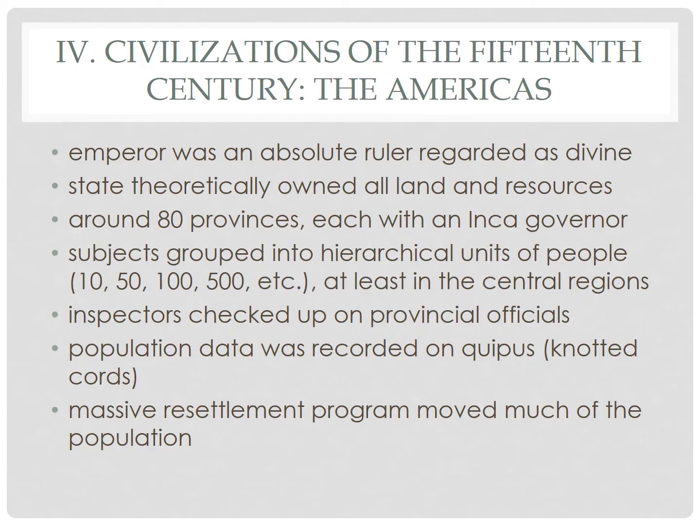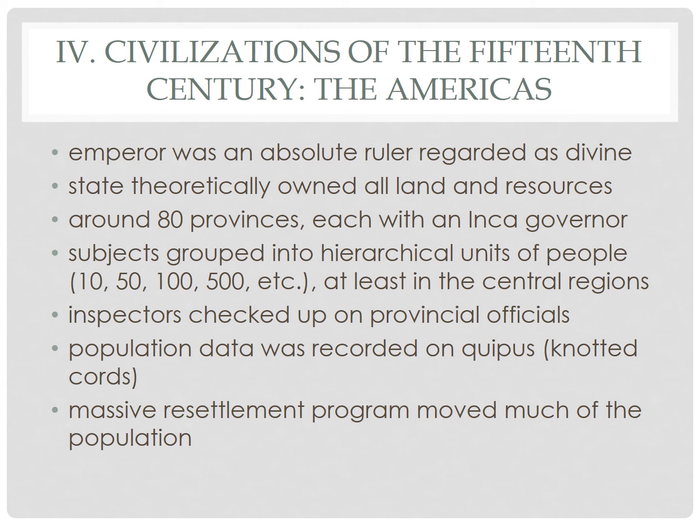Their emperor was an absolute ruler and was regarded as divine within the Incan Empire. The state theoretically owned all land and resources, so there's no private ownership of land and resources, obviously. They organized their empire into 80 provinces. Each had a separate governor, in the same way that we have separate states, and each state has a governor and its own governmental structure. Subjects were grouped into hierarchical units of 10, 50, 100, 500 people, at least in the central regions.